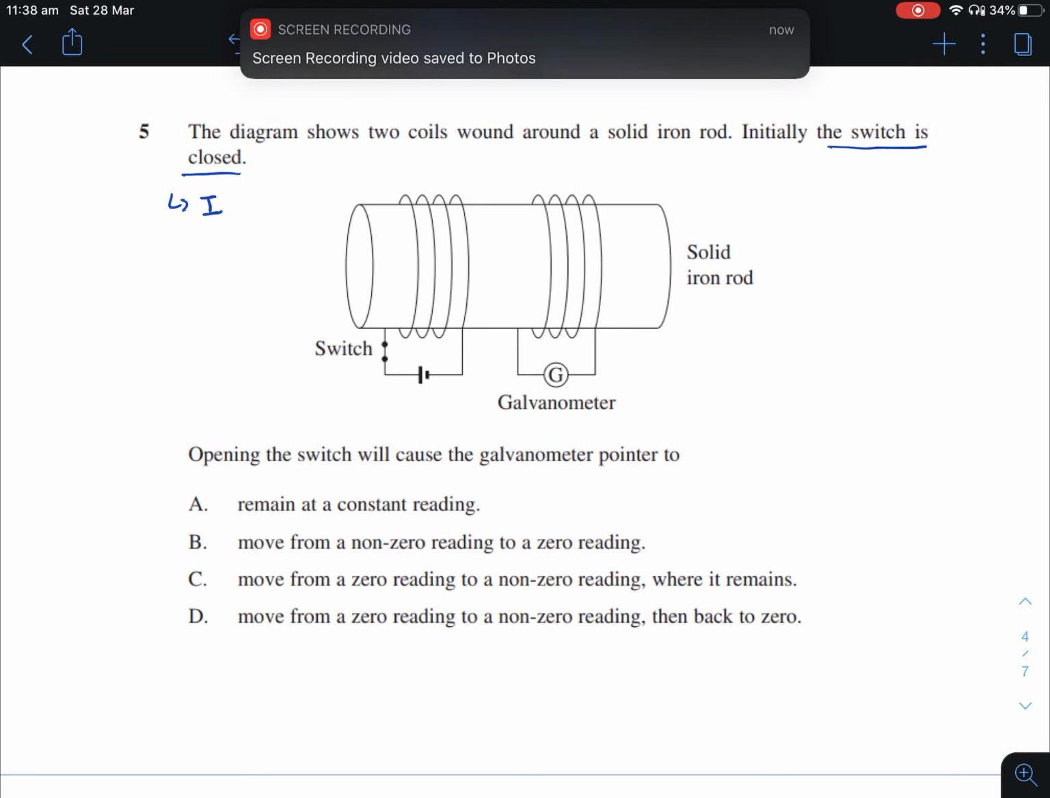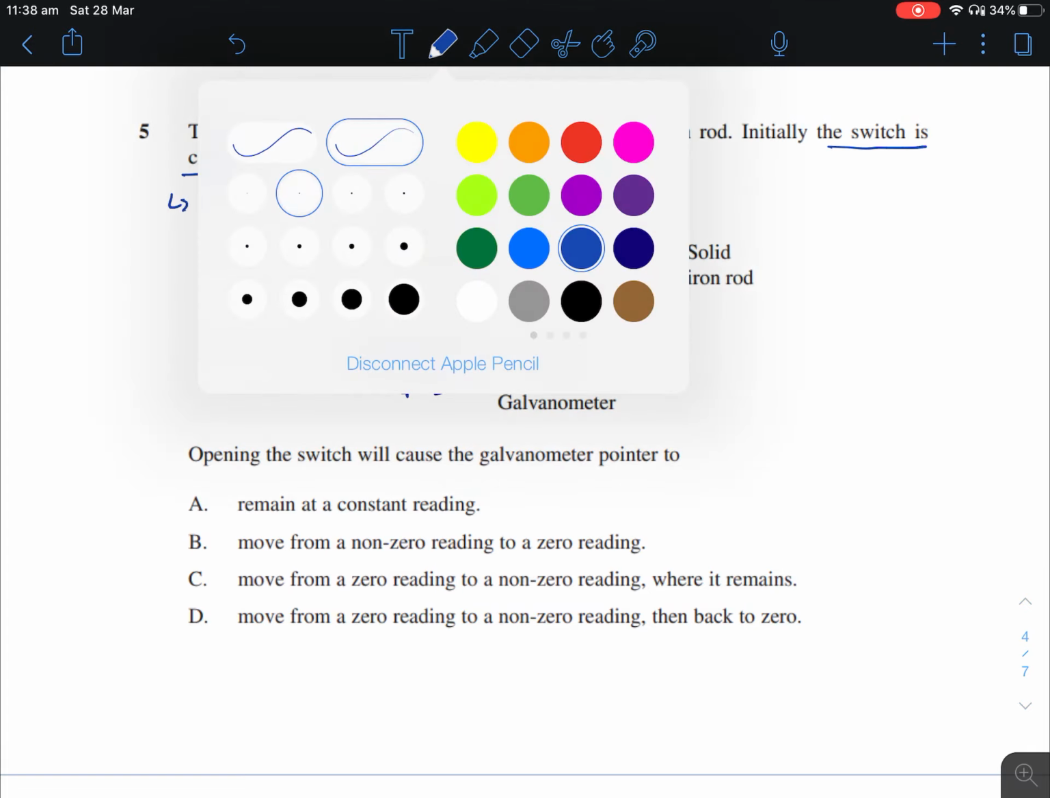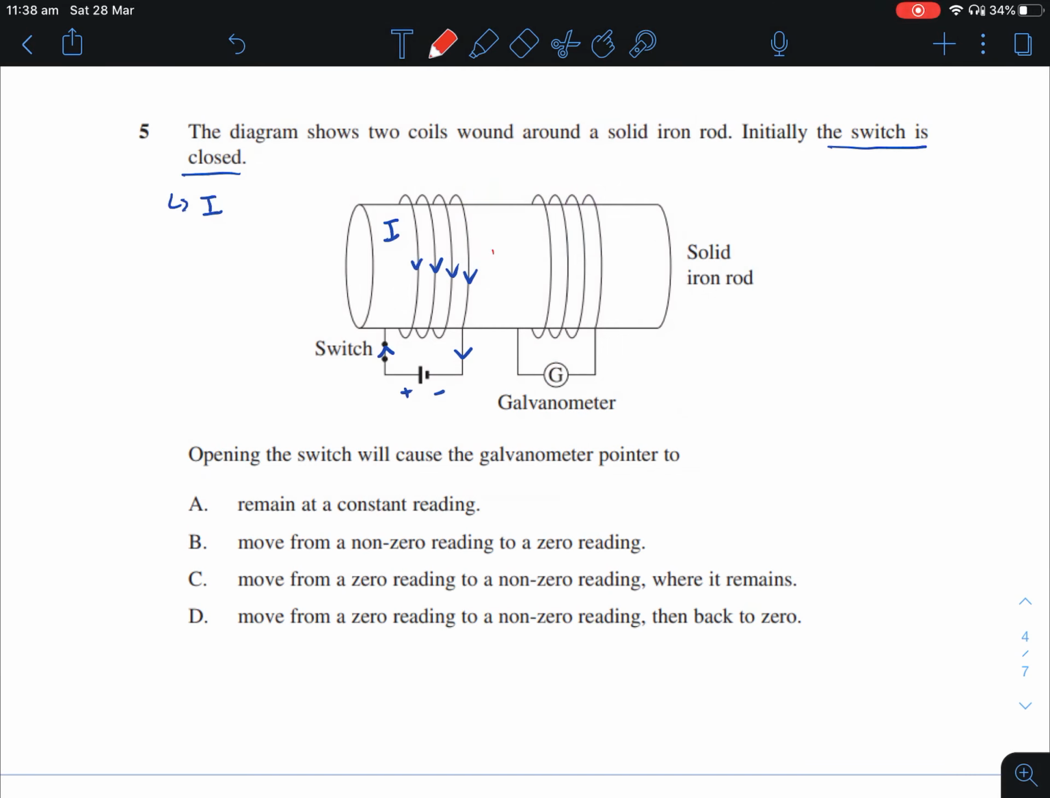Let's indicate the direction of this current. We've got the plus and minus terminals, and so we know that current must be flowing from the positive back towards the negative, and so it's going to flow like so. And that is our current. When current flows in a circular loop, it's going to create its own magnetic field, so it's going to create flux that looks like this, where the North Pole is here.